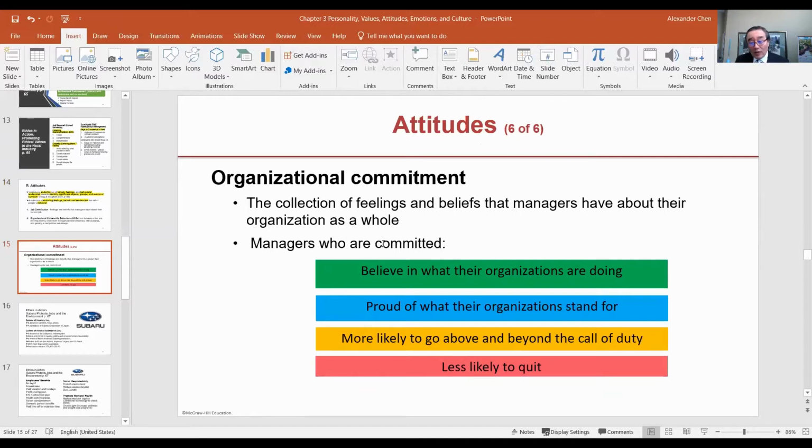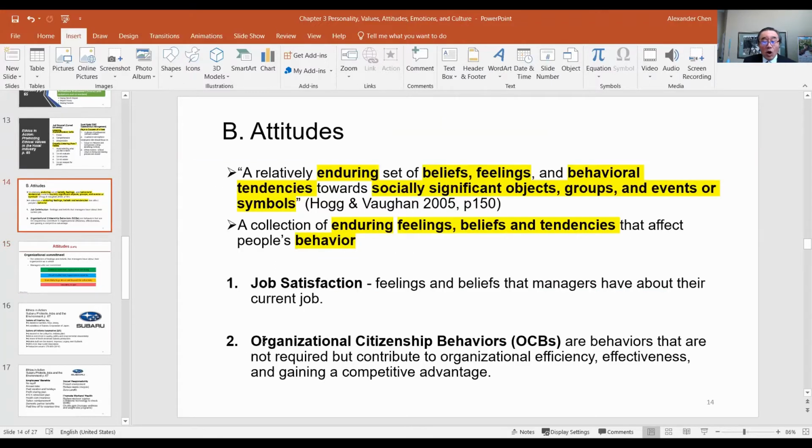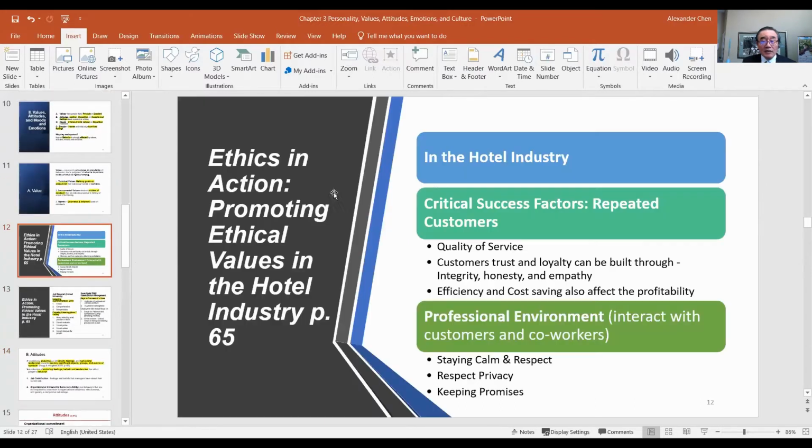Because these two attitudes can help the company to do a better job. Managers want everyone to believe in what the organization is doing, proud of what the organization stands for, more likely to go beyond the call of duty, and less likely to quit. So organizational citizenship behavior and job satisfaction are very, very important. You want people to believe in you. You want them to have a positive attitude. That's important.